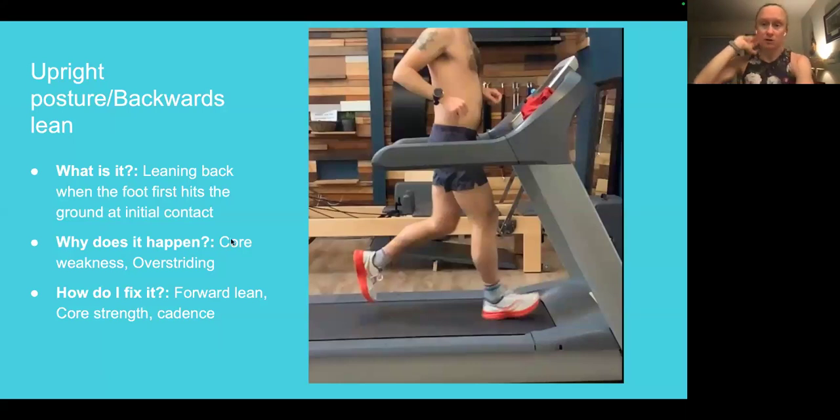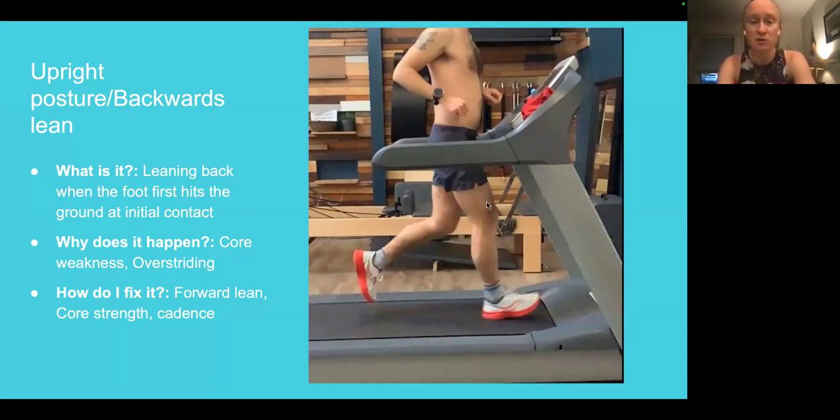Okay, so this is a big one. Upright posture or backwards lean. This is actually one of my personal gait deviations that I have worked really, really hard on. Some days I nail it, other days I don't, especially when I'm tired. But this is another reason why someone might overstride as well, because if we're leaning back, then the front of our body is going to compensate, and so we'll land a little bit more in front.